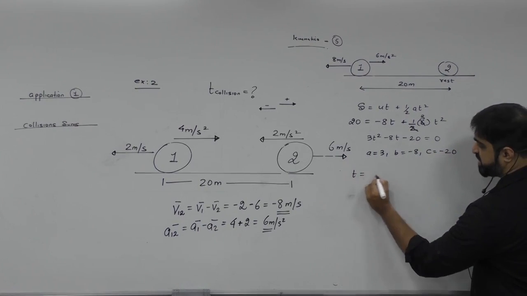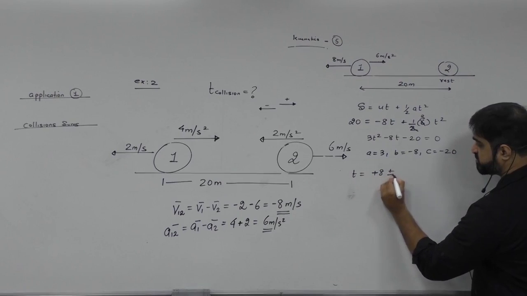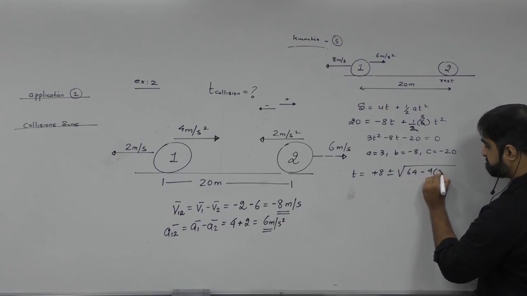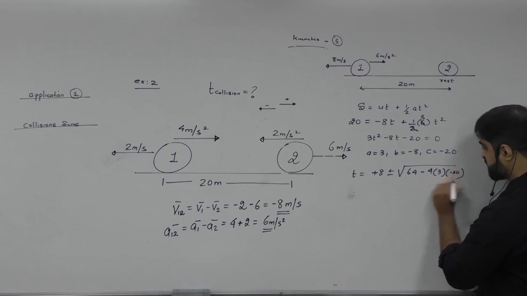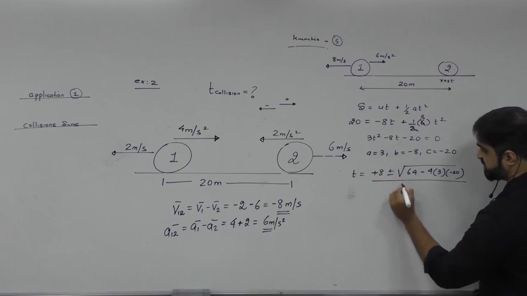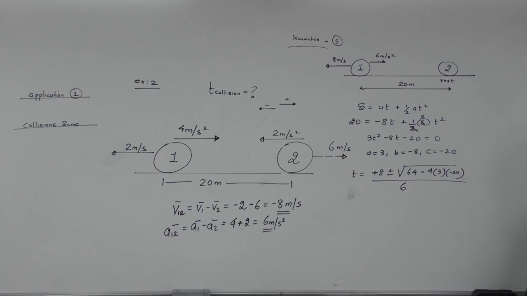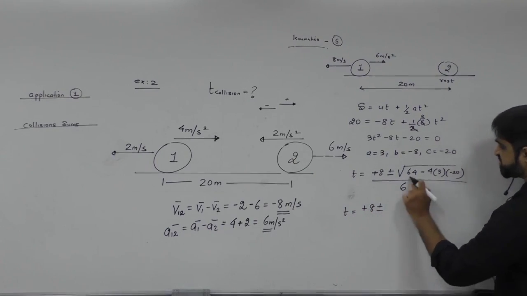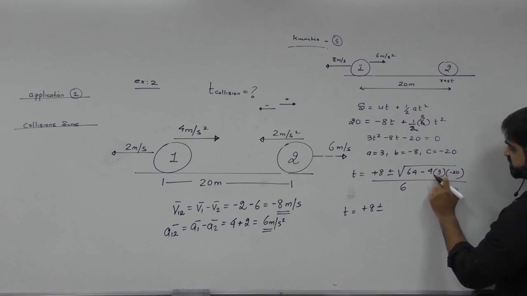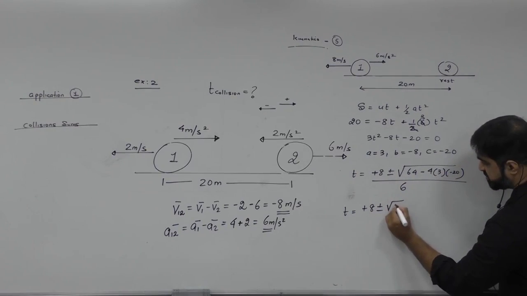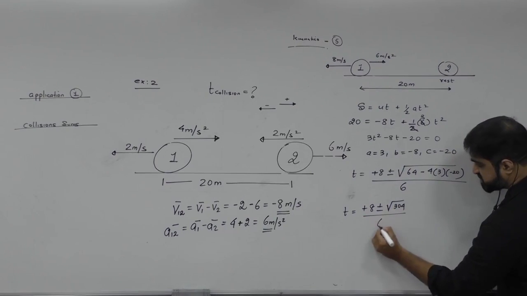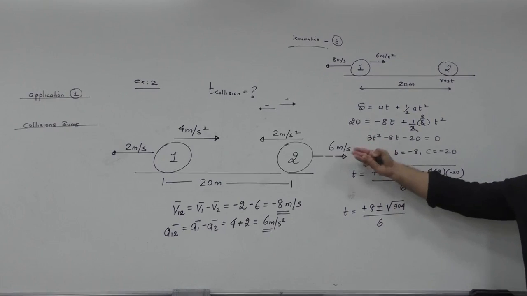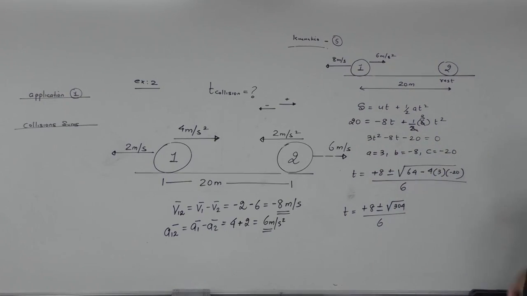So T is going to become minus B plus minus root of B square minus 4AC upon 2A. 3 twos are 6. So this is going to become plus 8 plus minus root of 64, the 8 3s are 24, 24 plus 64 will become root 304, by 6. Minus will not come because time cannot be negative. That is before motion. We are understanding the future. So we will take plus.